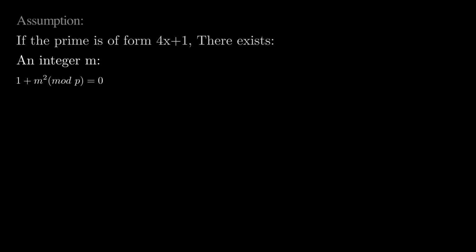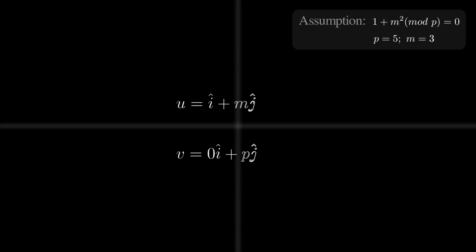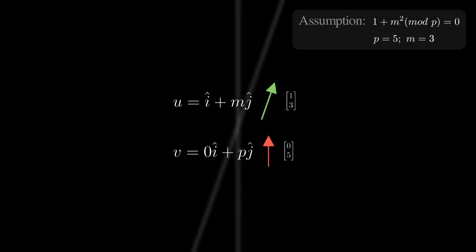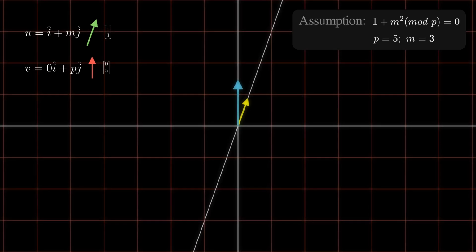To prove this, we need to know a fact: for primes that look like this, that is, in the form of p equals 4x plus 1, there exists an integer m such that m squared plus 1 is divisible by p. Let's take the example for p equals 5. Now, while we know this, we will construct a vector space in 2 dimensions. The basis for this is 2 vectors: (1, m) and (0, p).